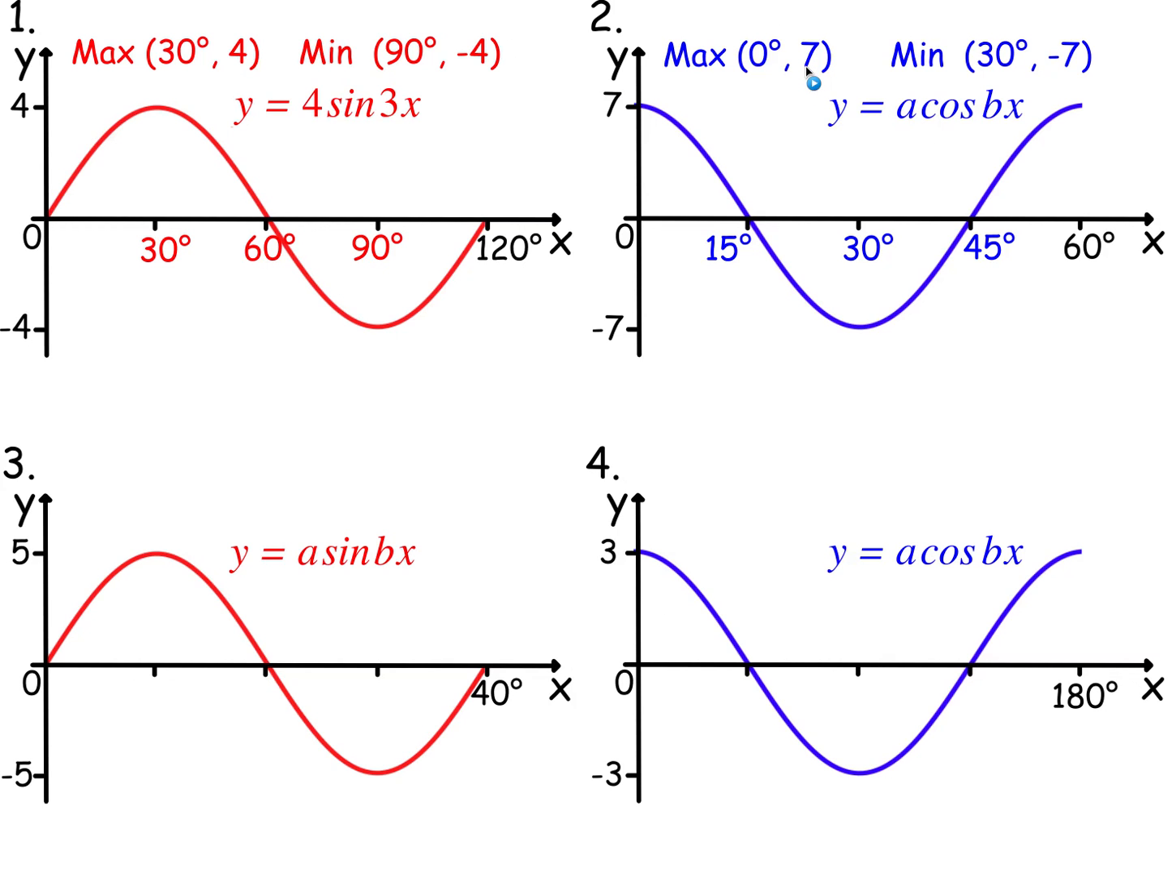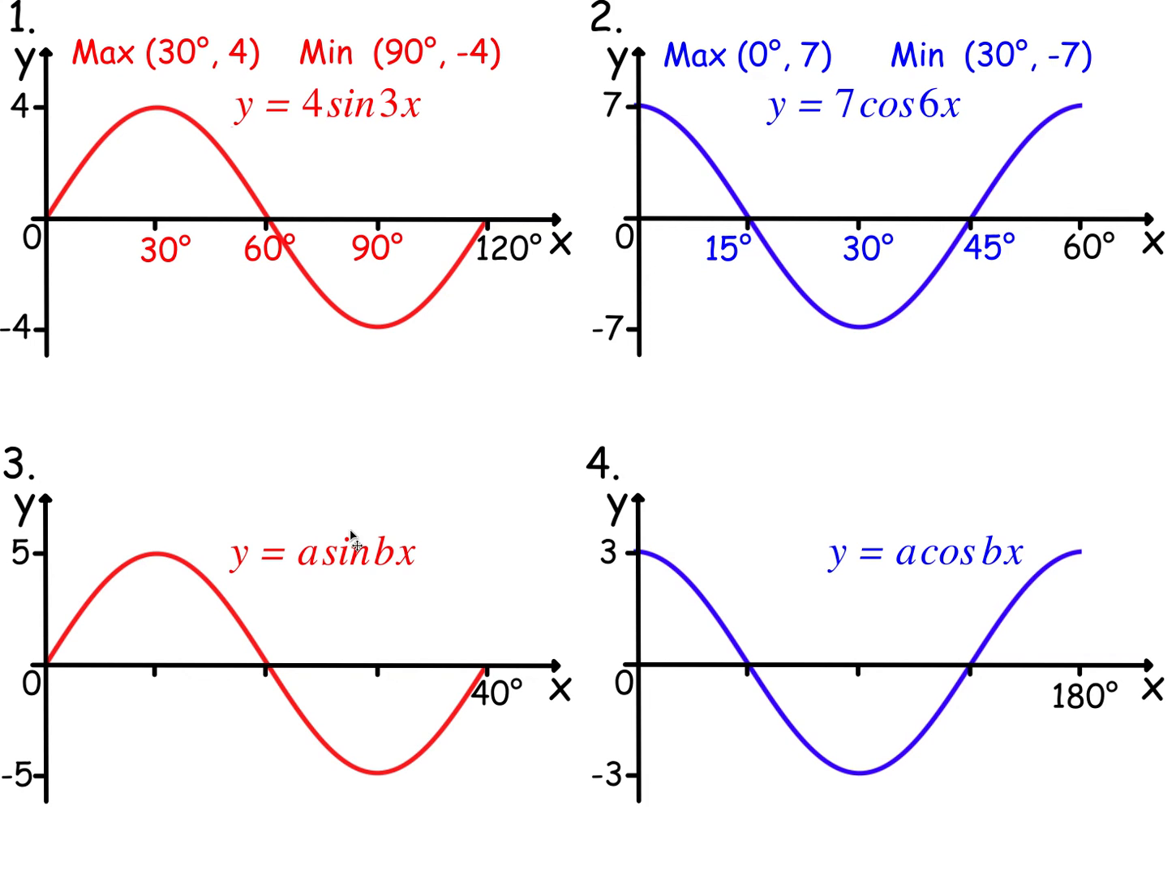The y coordinate's been multiplied by 7, so A here is 7. The period is 60 degrees. You've taken 360 degrees and divided by 6, so that makes B 6. So there's the equation, y equals 7 cos 6x. That's 7 times the y coordinate, divide the x coordinates by 6.